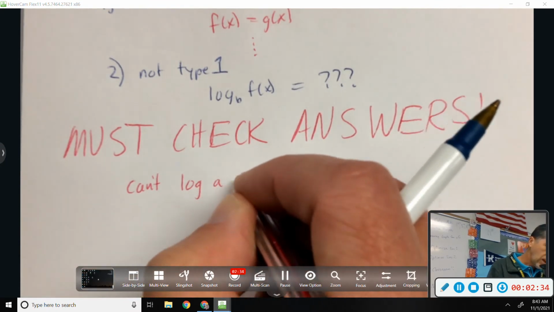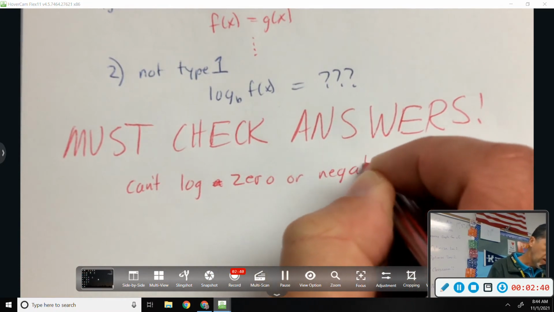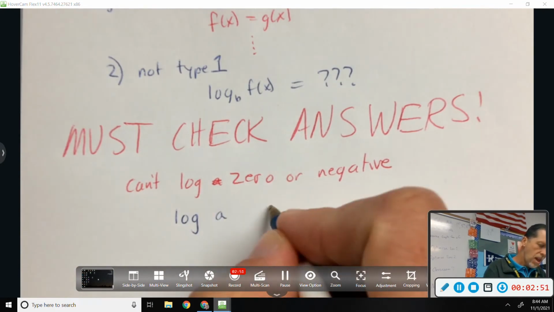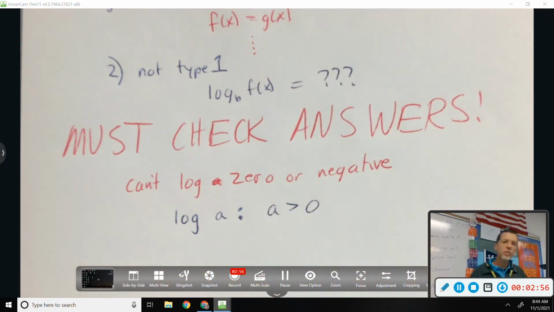But what you're looking for is, you can't take the log of 0 or negative. Like the argument, if you've got the log of a, a has to be greater than 0. Can't be equal to 0, can't be negative, it's got to be positive. And so sometimes you can do all the work in a problem, do it all correct, and you get down to an answer and you learn that a equals negative 2, and you're like, whoops, I can't take the log of negative 2, so I have to throw out that answer.